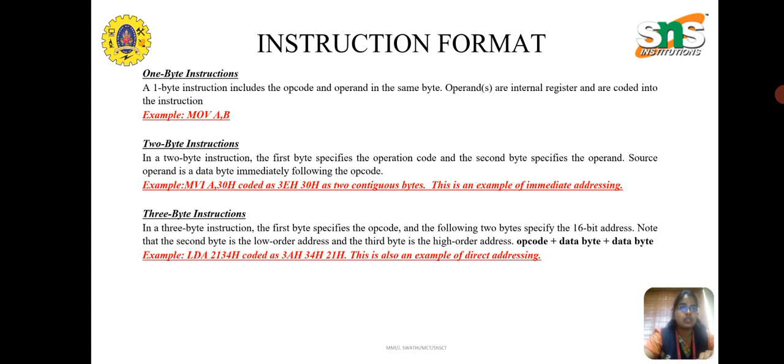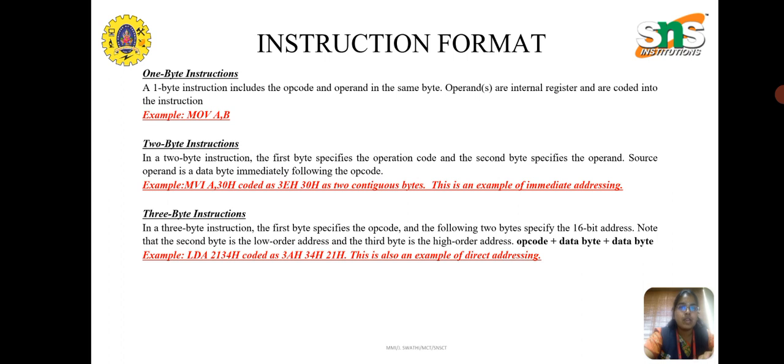The second one is the 2-byte instruction. In the 2-byte instruction, the first byte specifies the operation code and the second byte specifies the operand. The operand is the data byte immediately following the opcode, for example MVI A, 30H, coded as 3EH 30H as two consecutive bytes. This is an example of immediate addressing mode.